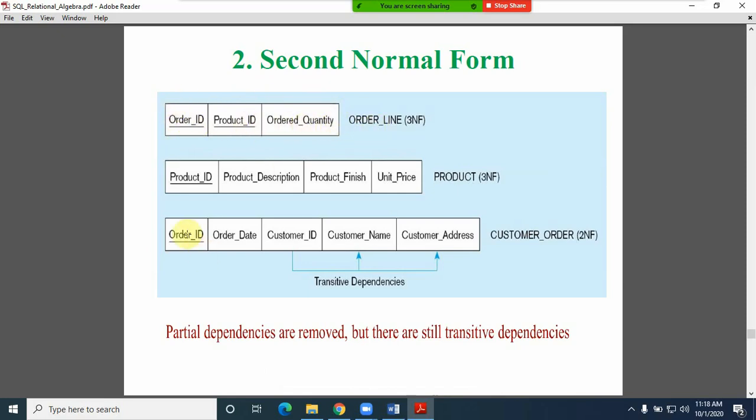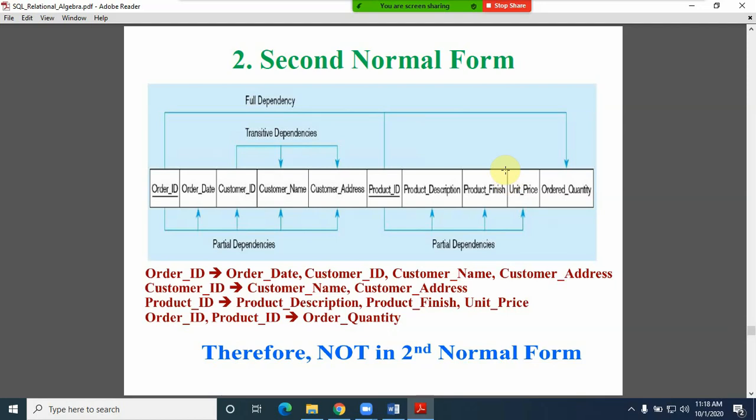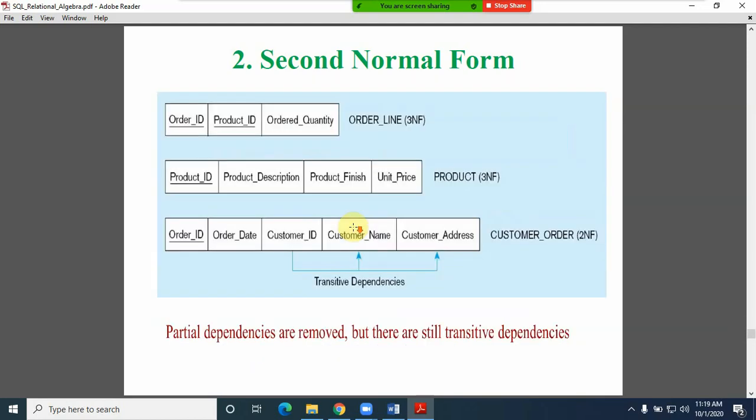And similarly we are having order ID with one set of attributes, and for product ID also we are having one set of attributes. So for product ID: product description, product finish and unit price, from this table friends. And second, from the order ID we are having order date, customer ID, customer name and as well as customer address. So this is how you can bring one table into the second normal form.